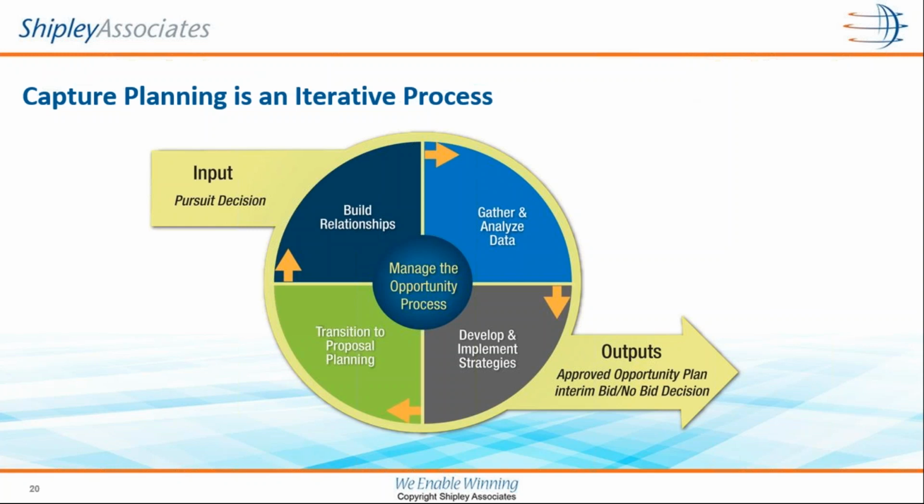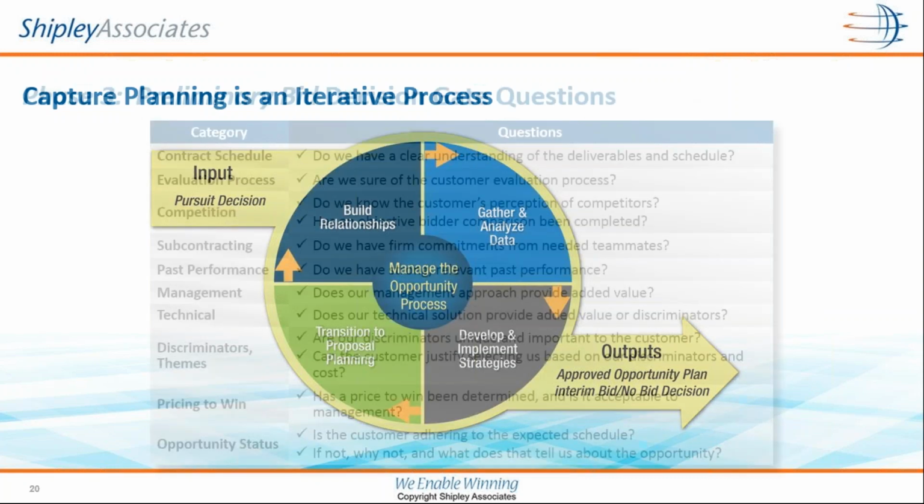So you see the input is the pursuit decision. We've made a decision to pursue a specific opportunity or set of opportunities. We start building relationships, gathering and analyzing data, developing and implementing strategies, and then ultimately we need approval on our opportunity plan or our capture plan to go forward, to make that bid, no bid decision. If a proposal is going to be required, we now start working and interfacing with the proposal team that's going to help us put together a proposal.